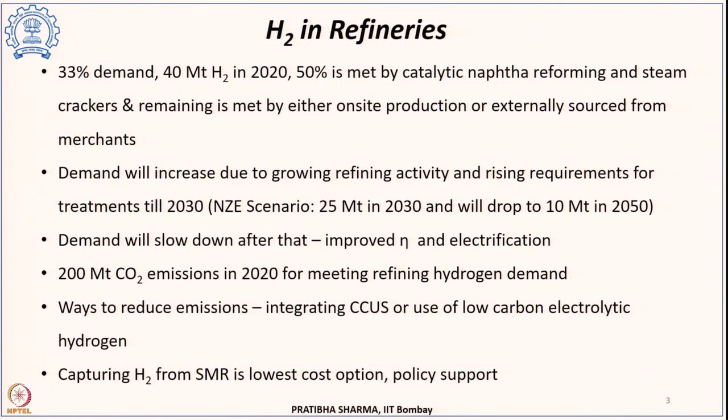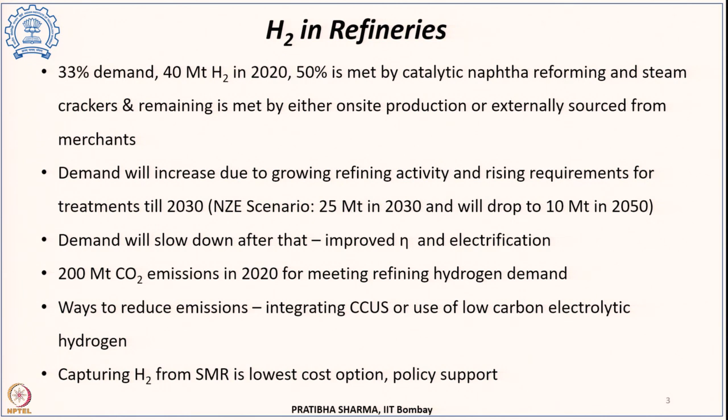Now, for a long time, hydrogen has been used in refineries. Refineries account for 33% of the total demand. In 2020, this demand was 40 million metric tons, and 50% of that came from catalytic naphtha reforming or from steam crackers, and the rest was either produced by an on-site production plant or externally sourced from a merchant hydrogen plant. The requirement of hydrogen in refineries is for various processes that we have seen earlier, such as hydrotreatment and hydrocracking processes.